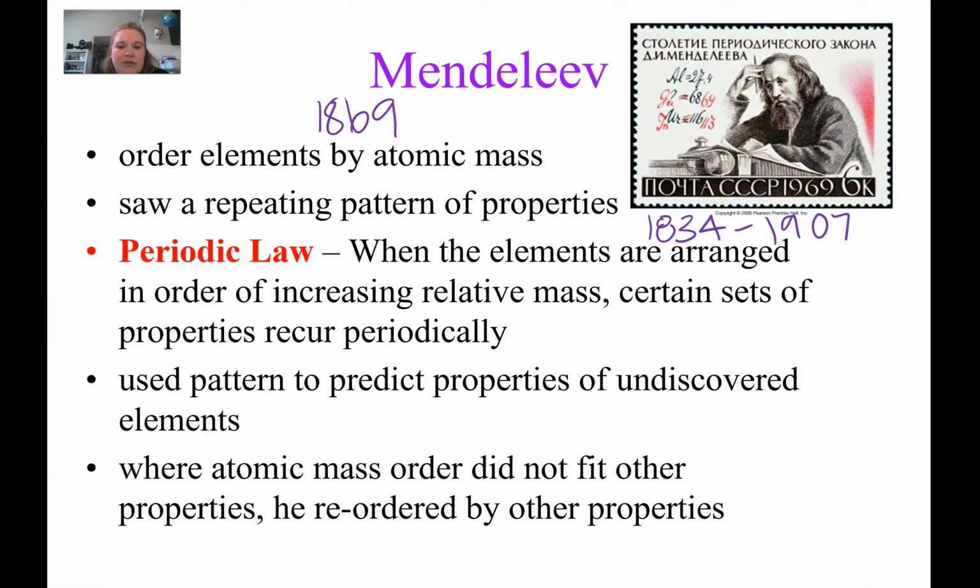And he put them in order of their mass and then started to see patterns repeating. And so this has been called the periodic law. And what it says is that if we put elements in order of their mass, we will see properties repeat periodically. And so that means that each row or period, the rows are called periods, of our periodic table represents one cycle of these properties.